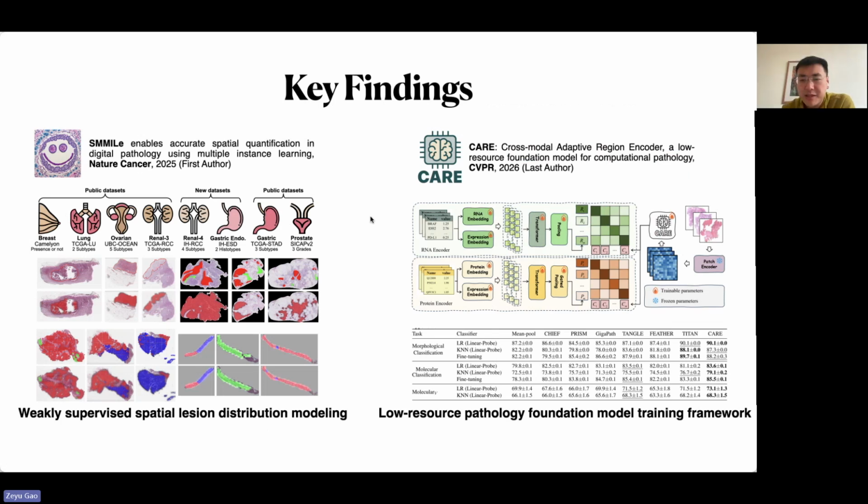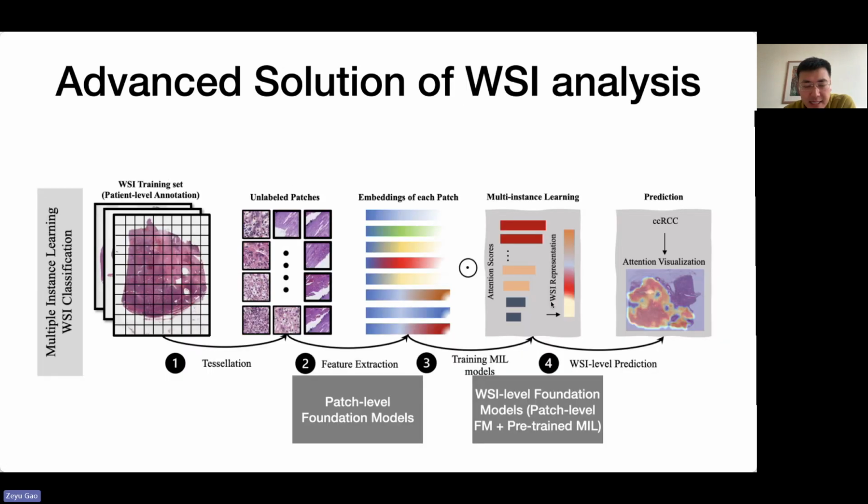Next work I will make it quicker. It's about CARE, our new foundation model for slide level analysis. So back to this very general multi-instance learning or slide level analysis framework, you mainly have two important parts. The first part is how you do feature extraction of each patch. Before, we used ResNet or any other model trained on ImageNet, but now we have pathology foundation models at patch level, like CONCH and UNI. So we basically use those models to extract the patch level features.